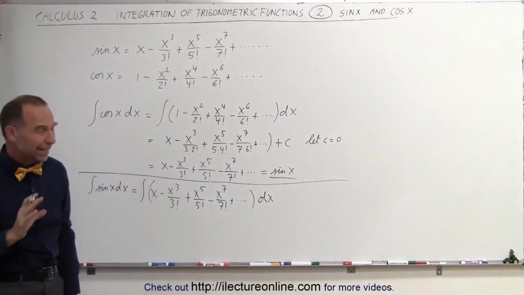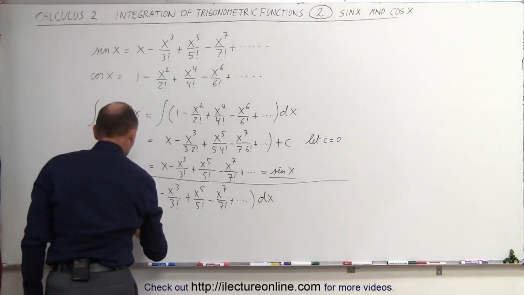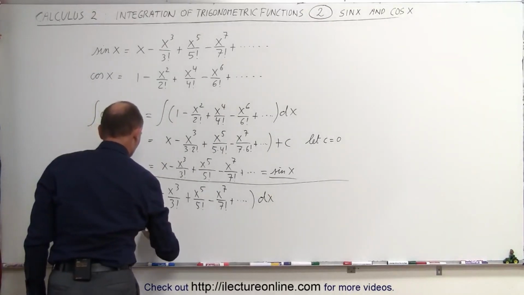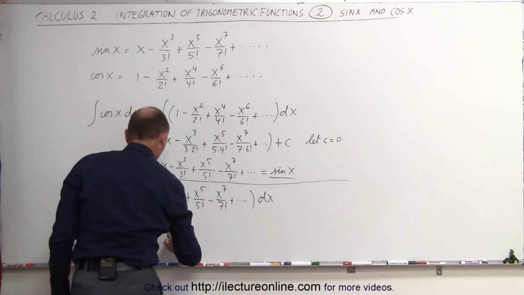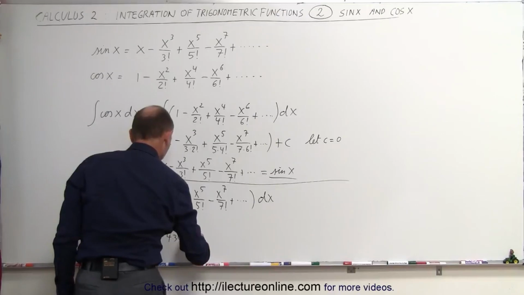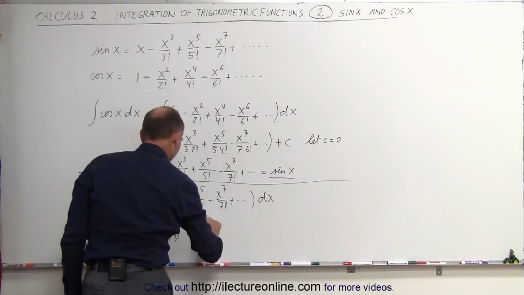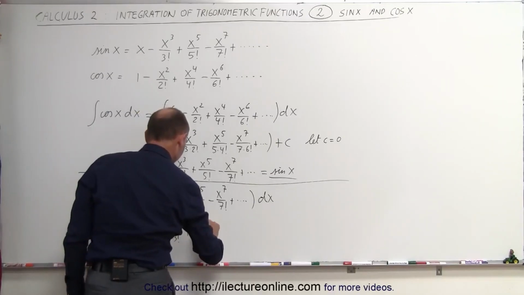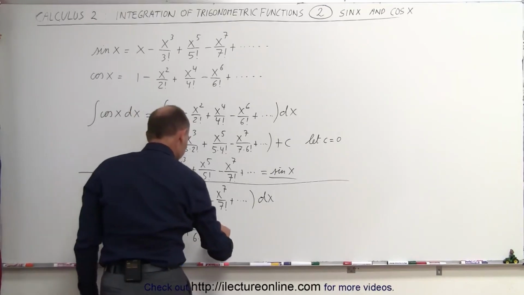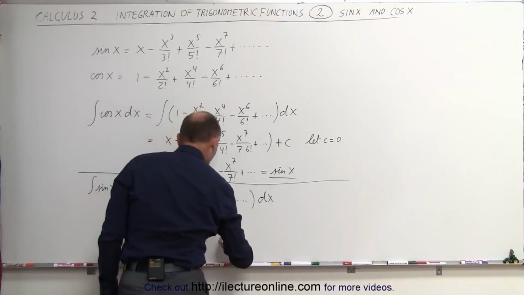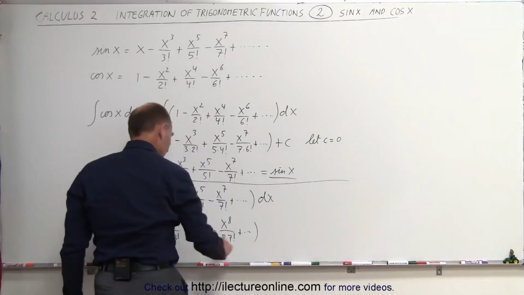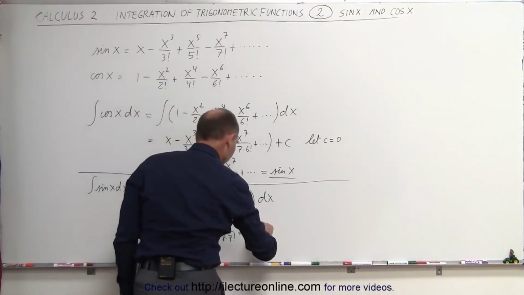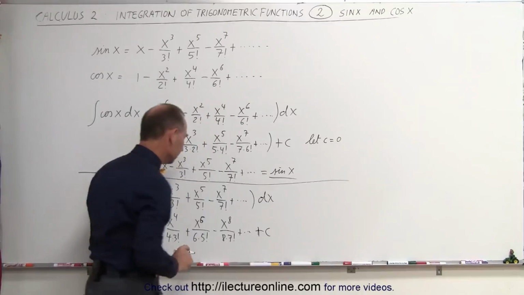All right, now we'll integrate each individual term. We get the following. This is equal to x squared over 2 minus x to the 4th over 4 times 3 factorial plus x to the 6th divided by 6 times 5 factorial minus x to the 8th over 8 times 7 factorial and so forth. And I don't need the parentheses, but I still need a constant of integration.